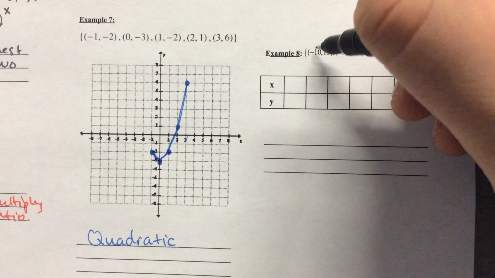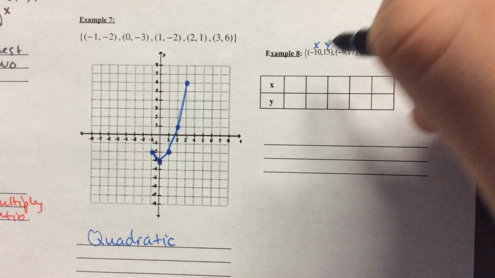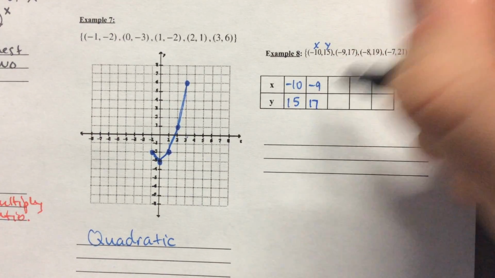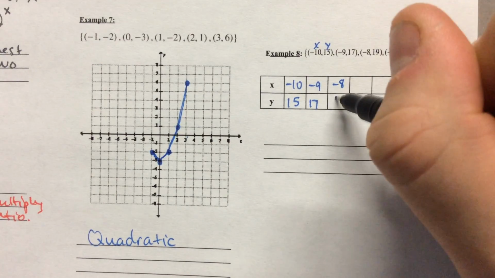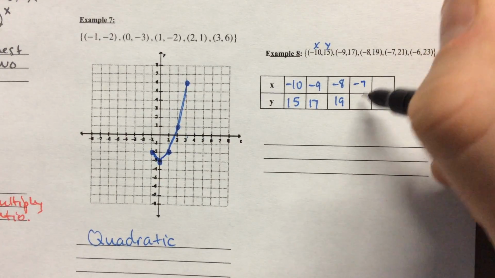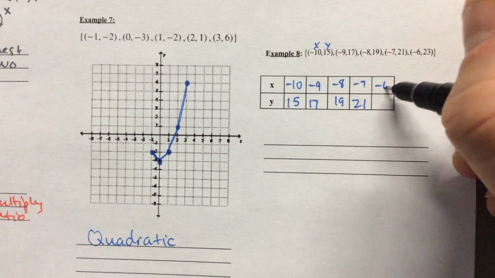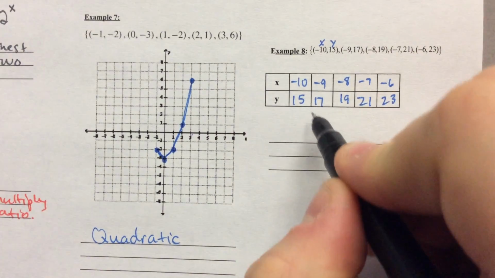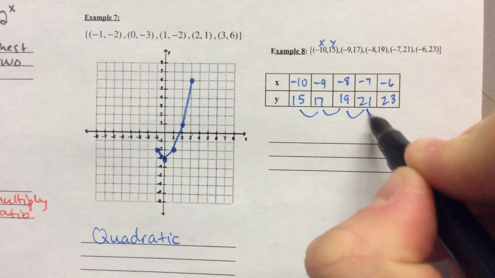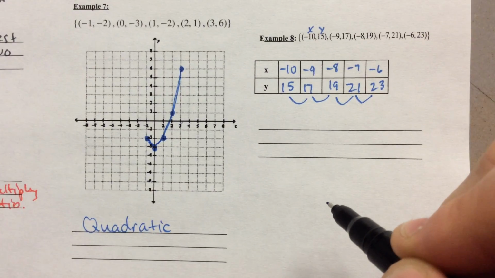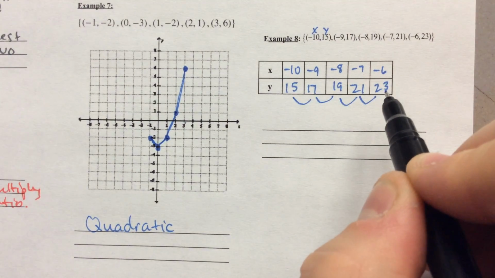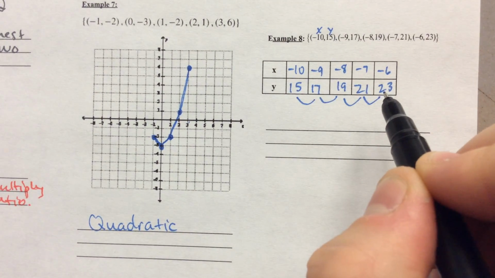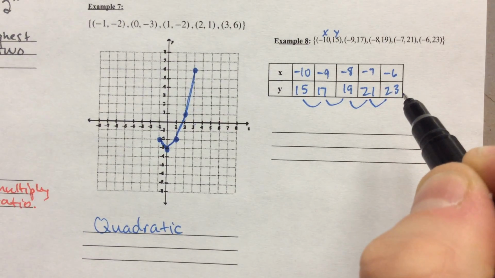So I'm going to put the numbers in. Our first number is x, our second number is y. -10 goes with 15, -9 goes with 17, -8 goes with 19, -7 goes with 21, -6 goes with 23. Okay, now if you remember from yesterday, we're going to figure out how the y value changes to go from one to the next. I'm going to check multiplication first to rule out exponential. So I cannot multiply by anything to go from one to the next.